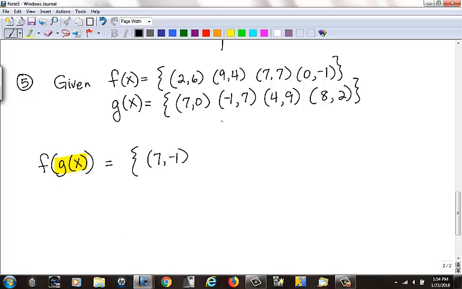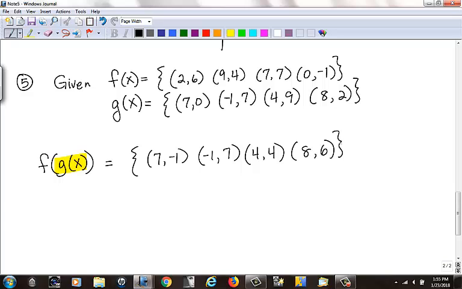Okay. Now look at the g function. Negative 1 is mapped to 7. 7 is mapped to 7. Negative 1 is still mapped to 7. Then 4 is mapped to 9. 9 is mapped to 4. So 4 is mapped to 4. You follow what I'm doing? The author makes it pretty complicated and writes out a lot of it, but I think you can just do it by sight. Okay, on the last one, 8 is mapped to 2. 2 is mapped to 6. So 8 is mapped to 6.